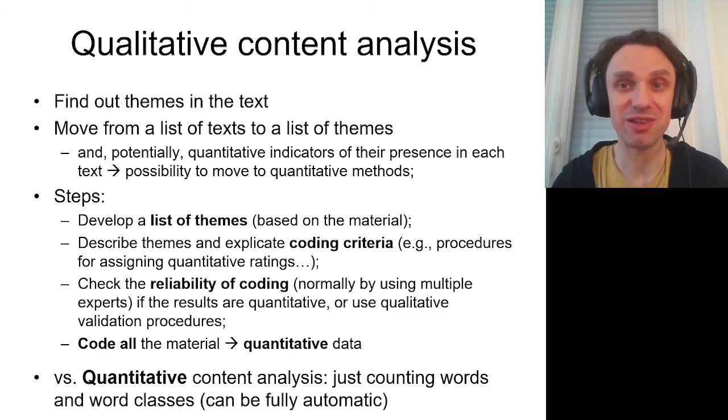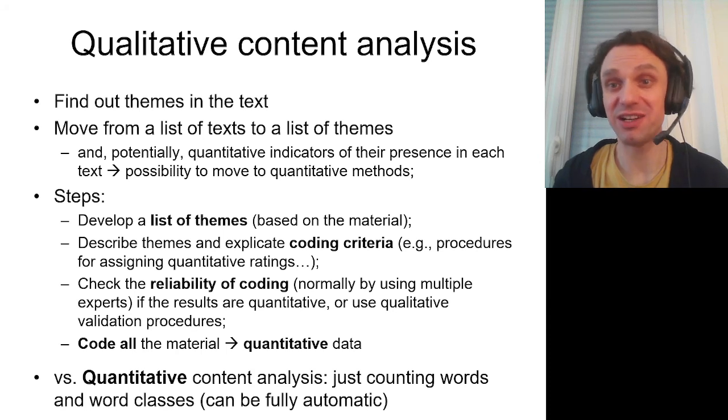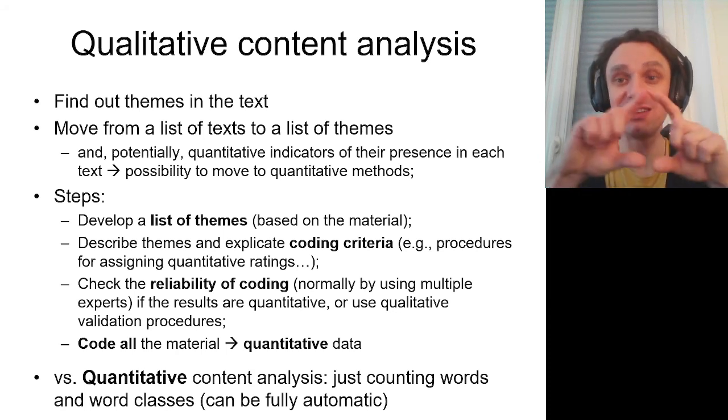And also, because the result is quantitative, you can also check the reliability of coding. Of course, if you're just doing a master's dissertation, it's not essential. But if you want to publish your results, typically reviewers will ask you, is your coding reliable? And what it means? It means that you have a very clear coding schema.